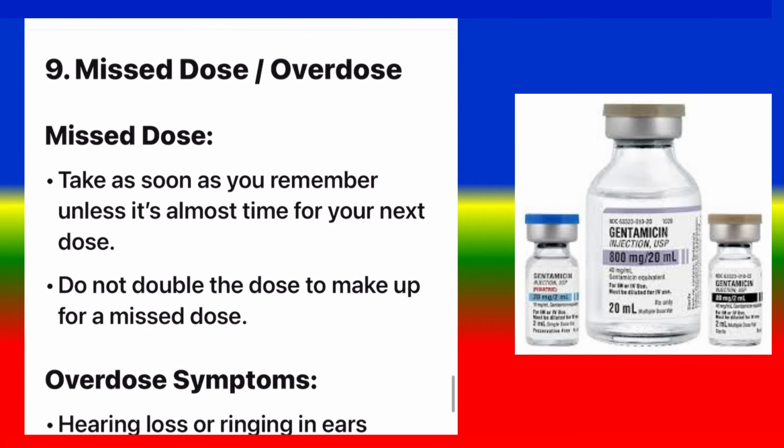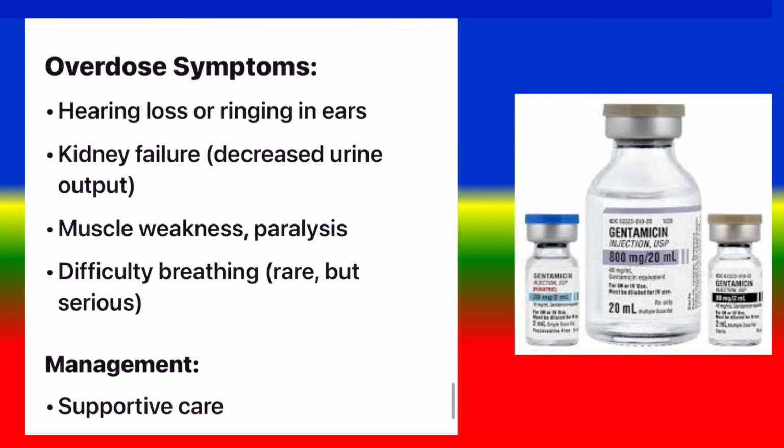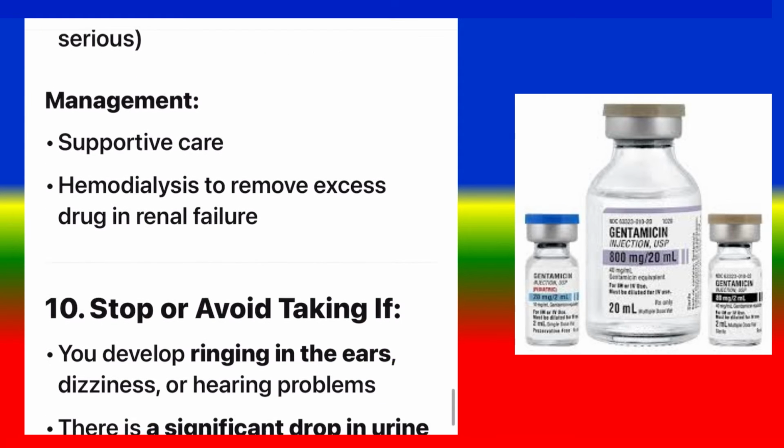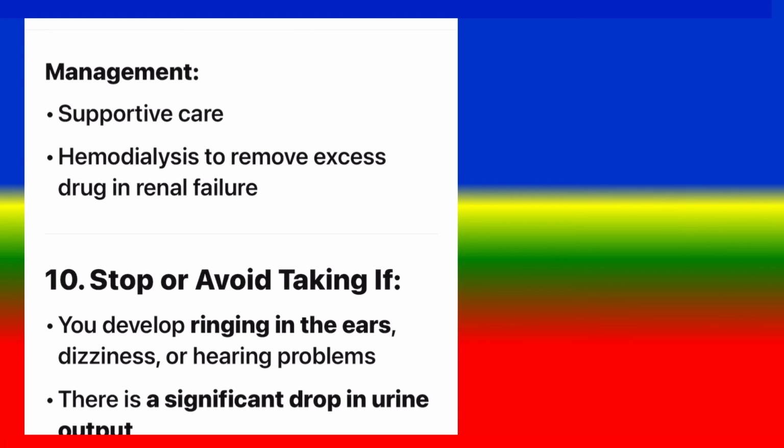9. Missed dose, overdose. Missed dose: take it as soon as you remember unless it's almost time for your next dose. Do not double the dose to make up for a missed dose. Overdose symptoms: hearing loss or ringing in ears, kidney failure, decreased urine output, muscle weakness, paralysis, difficulty breathing, rare but serious. Management: supportive care, hemodialysis to remove excess drug in renal failure.